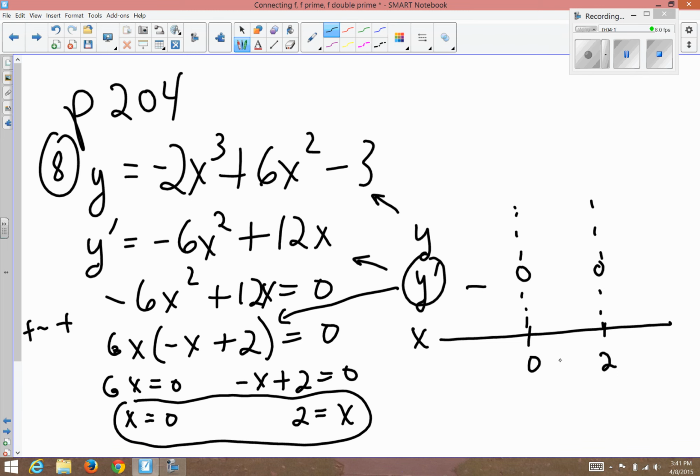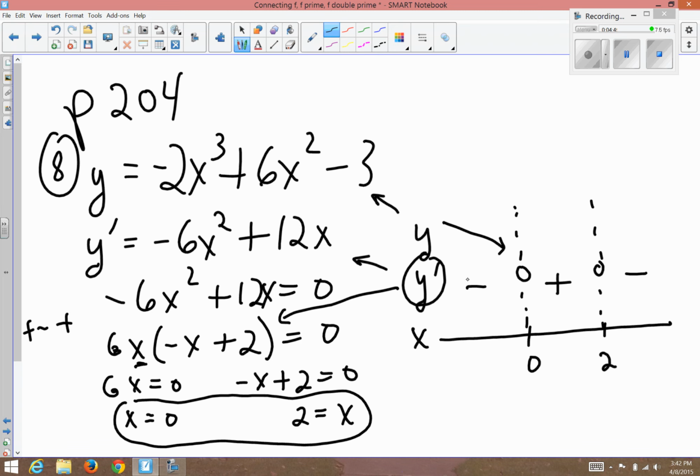Plug in any number in this interval, 0 to 2, so plug in 1. Negative 1 plus 2 is positive. This will be positive, and 6 is positive. 3 positives multiplied gives us a positive. Plug in a number over here, 3 for instance. Negative 3 plus 2 is a negative number. A negative times a positive is a negative. This tells me that y is decreasing.